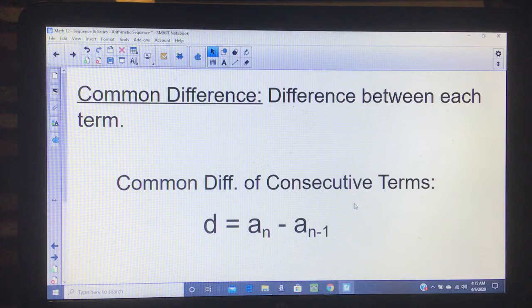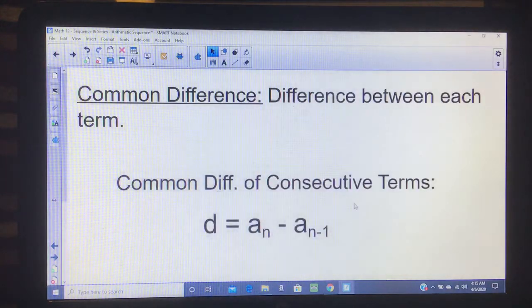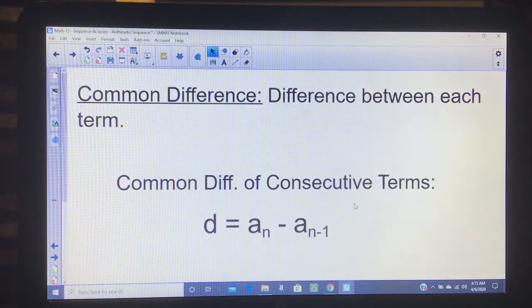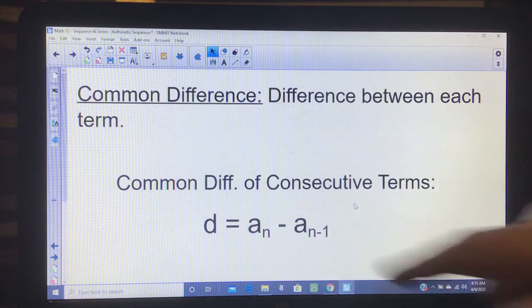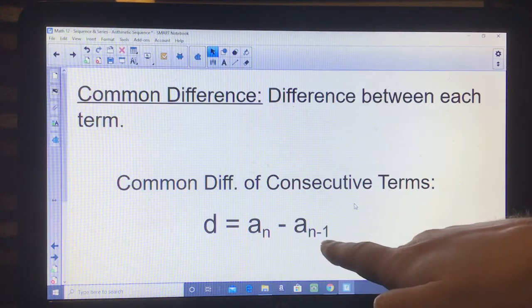Because these change by the same amount, their difference is always the same. So we come up with a term called the common difference. The common difference is the difference between each term. Difference starts with the letter D, so the letter D will represent the common difference. The common difference can be found by taking a term and subtracting the term before it.